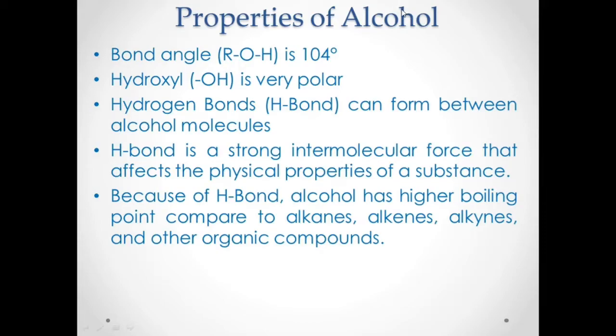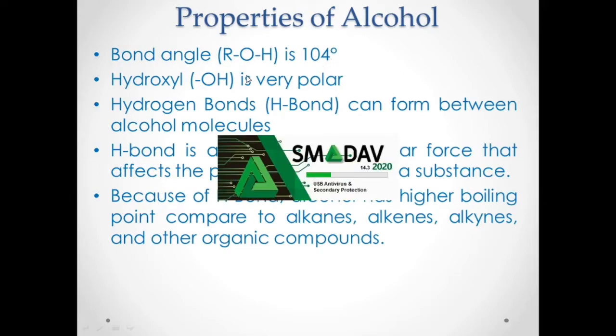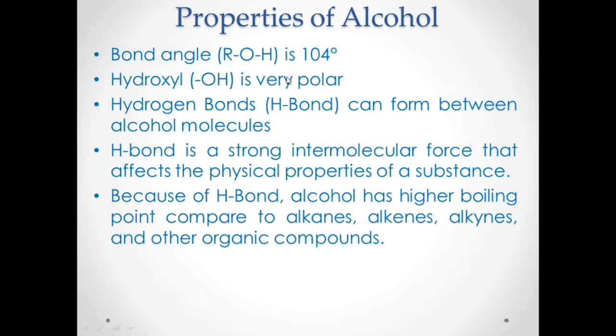Then because of the hydroxyl group attached to alcohol, it is very polar because of its OH. And you know that oxygen is more electronegative than hydrogen. The difference between their electronegativity contributes to the polarity of the hydroxyl group, and therefore the overall molecule is also a very polar substance. All of the electrons will be pulled toward the oxygen since it is electron withdrawing because of its electronegativity.